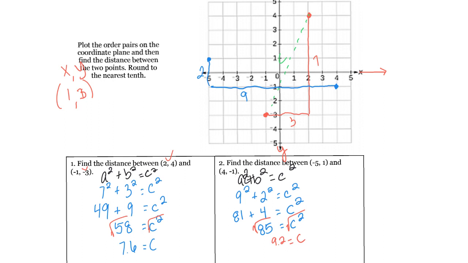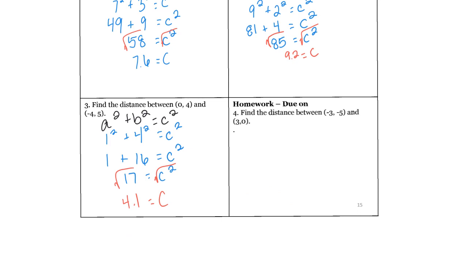Pause right now and try number 3. Hopefully, for number 3, you got 4.1, because it went up 1 over 4, or down 1 over 4, whichever way you counted. Okay, so next one is your homework. Get that done for me.